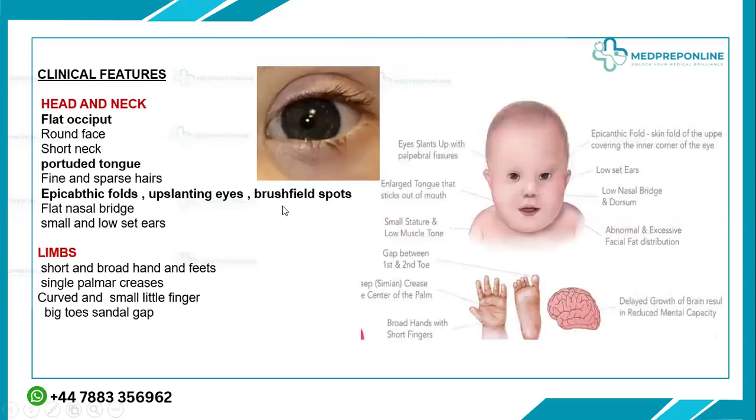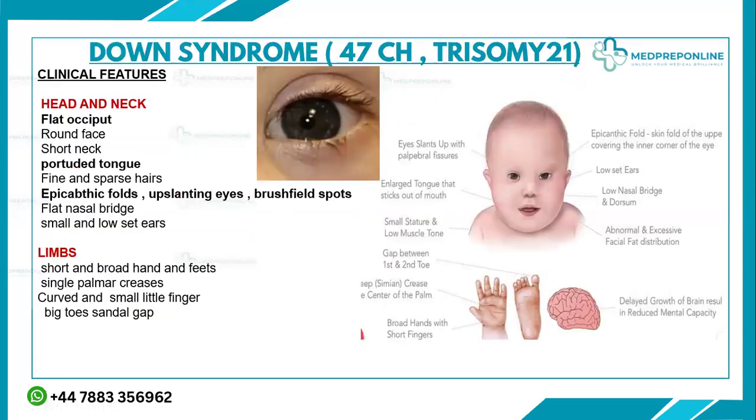Now coming to Down syndrome. What is Down syndrome? Down syndrome has three copies of chromosome 21, and that is the reason it is known as trisomy 21. They have a total of 47 chromosomes, one extra chromosome. Clinical features are very important for Down syndrome, so you have to remember and memorize the features.